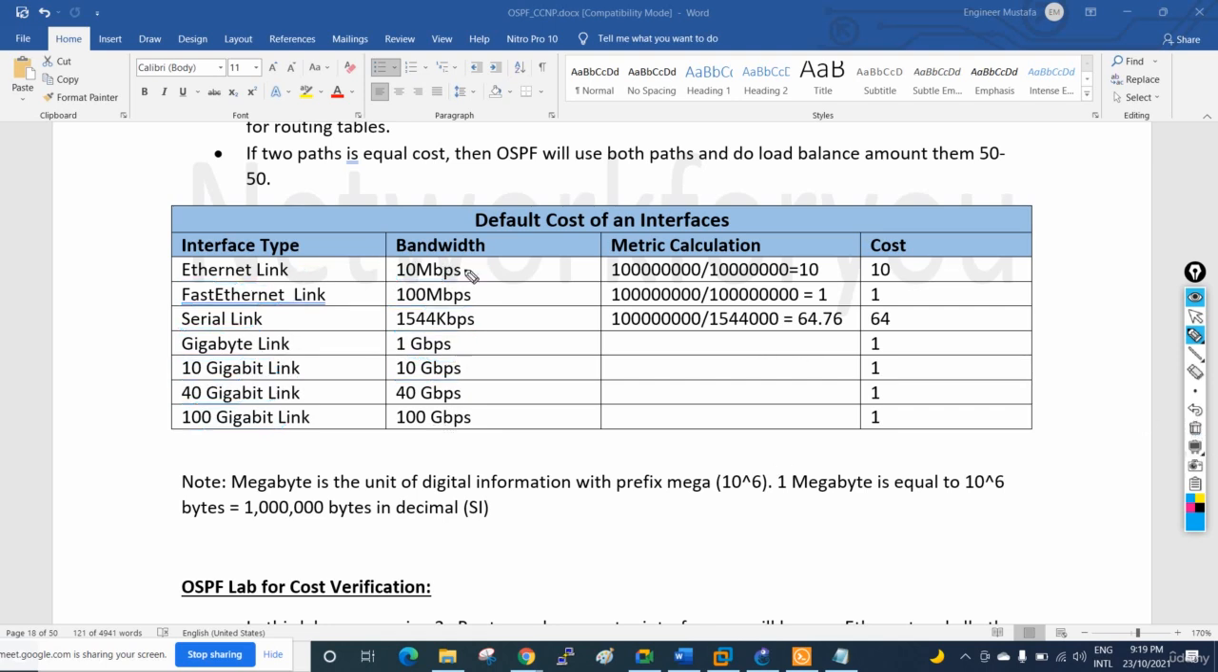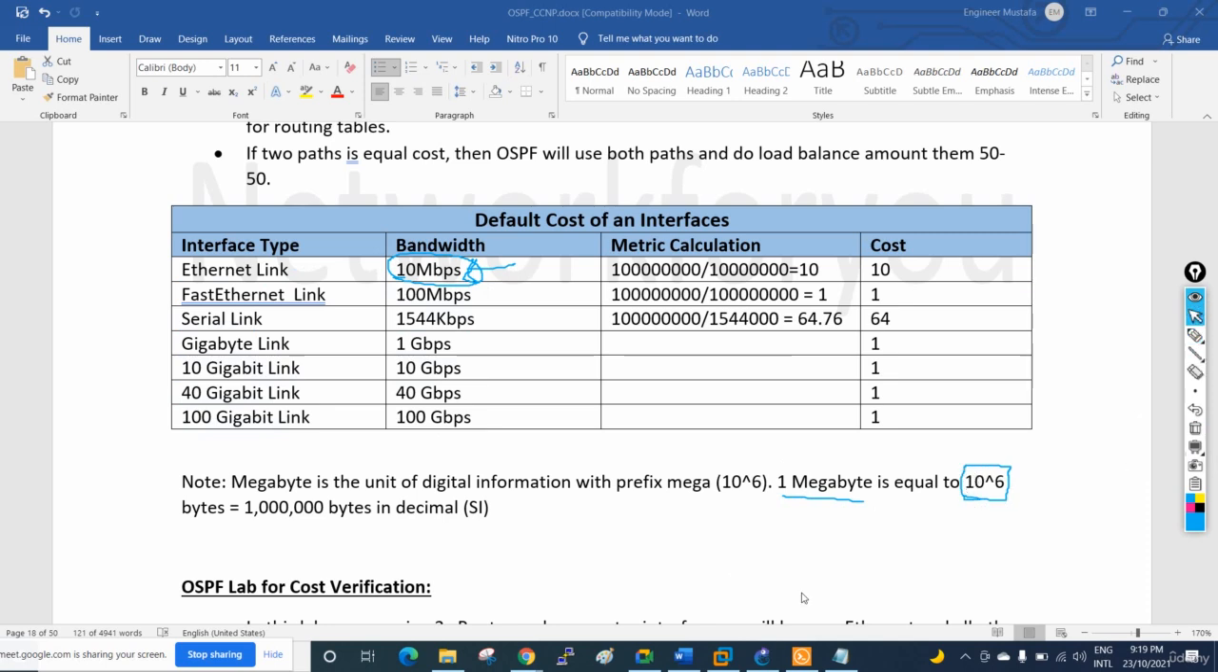We need to remember these values so we can easily calculate. If we do not remember, we can get these values also, no need to worry. If we go inside the router and check the interface, we can get this value. I will show you how we can get that value. Now we just need to remember, 1 megabit is nothing but 10 to the power of 6.